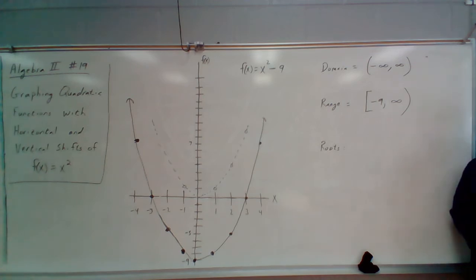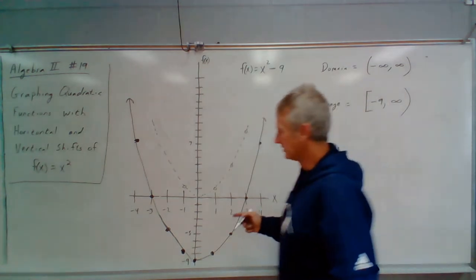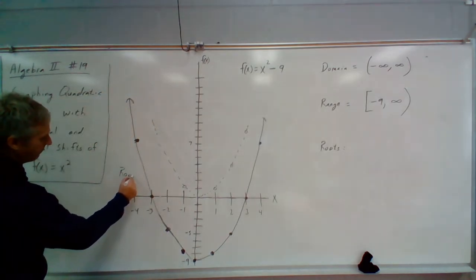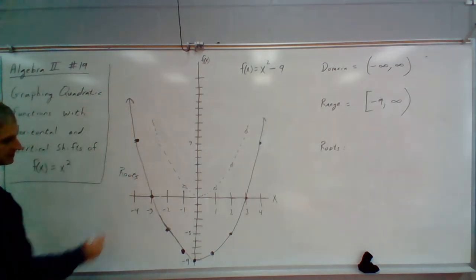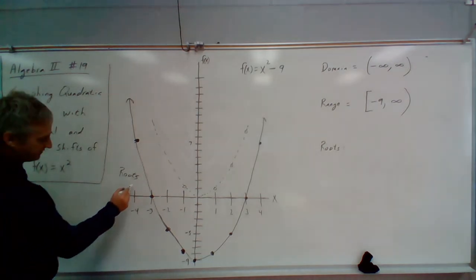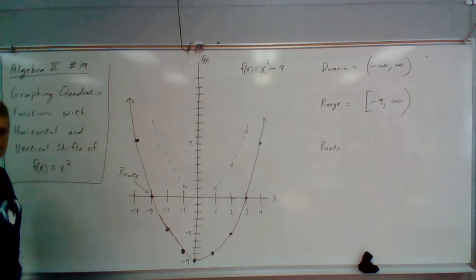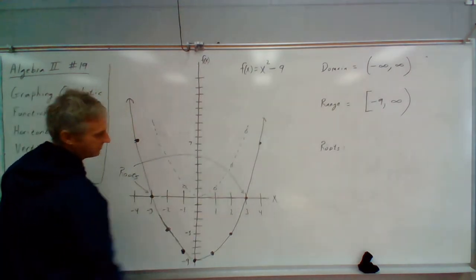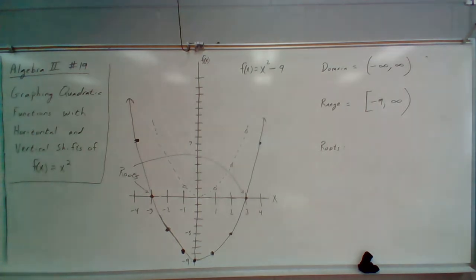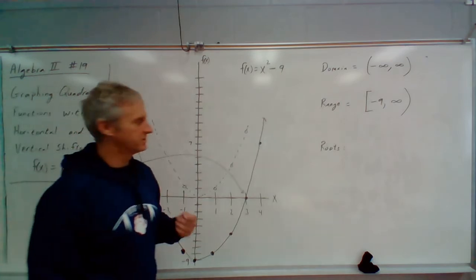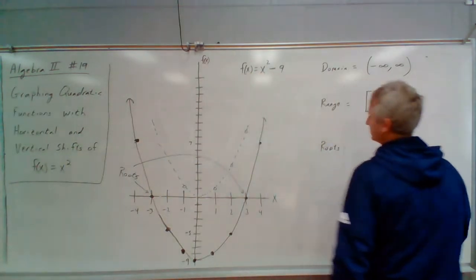Now, what about the roots of this function? You can look and already see what the roots are. Remember, roots mean x-intercepts, or they're also called the zeros of the function. So there's a root, and right there is a root. So my x-intercepts are at negative 3 and positive 3. Those are the zeros of the function. The roots are the x-intercepts.